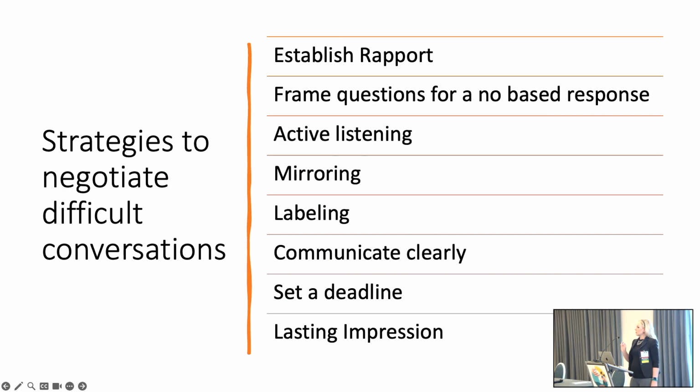When you get people to overcome first, getting to say no, then when you've already overcome that part where they're going to be like, "Oh, I'm going to want to say no to this," if you get that no out, it's out of the way. So frame questions for a no-based response. Active listening, we just discussed that. Mirroring, so you're turning it back around. I hear this is what you're saying. Labeling what they're feeling. It sounds like you're frustrated.